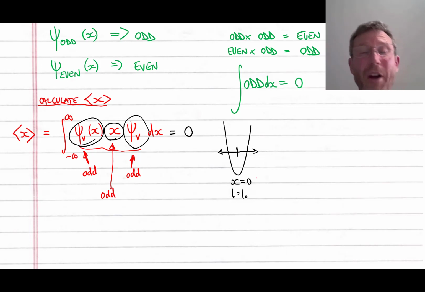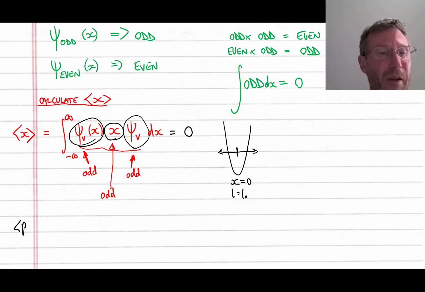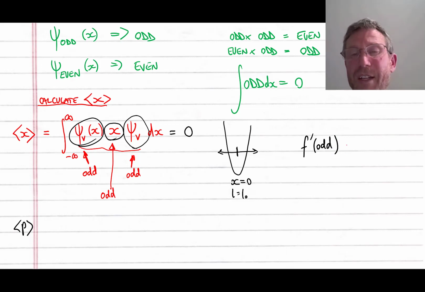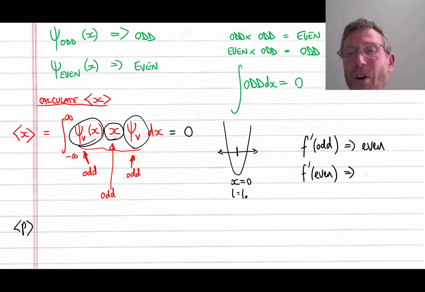We can do the same thing, by the way, if we were asked to find the average value of the momentum. Another interesting thing I want to draw your attention to, before we go there, is that the first derivative of an odd function is always going to give you an even function, and the first derivative of an even function is going to give you an odd function.